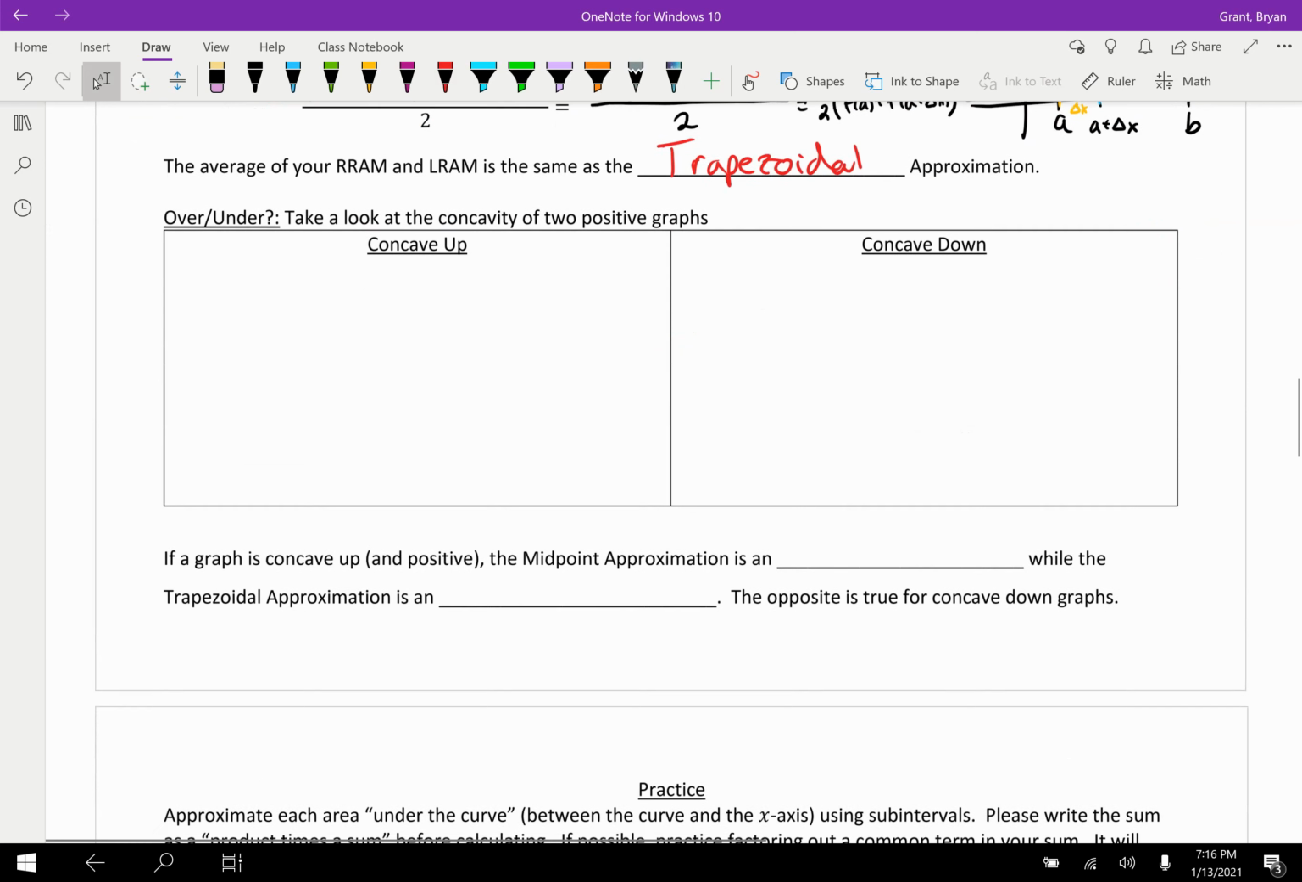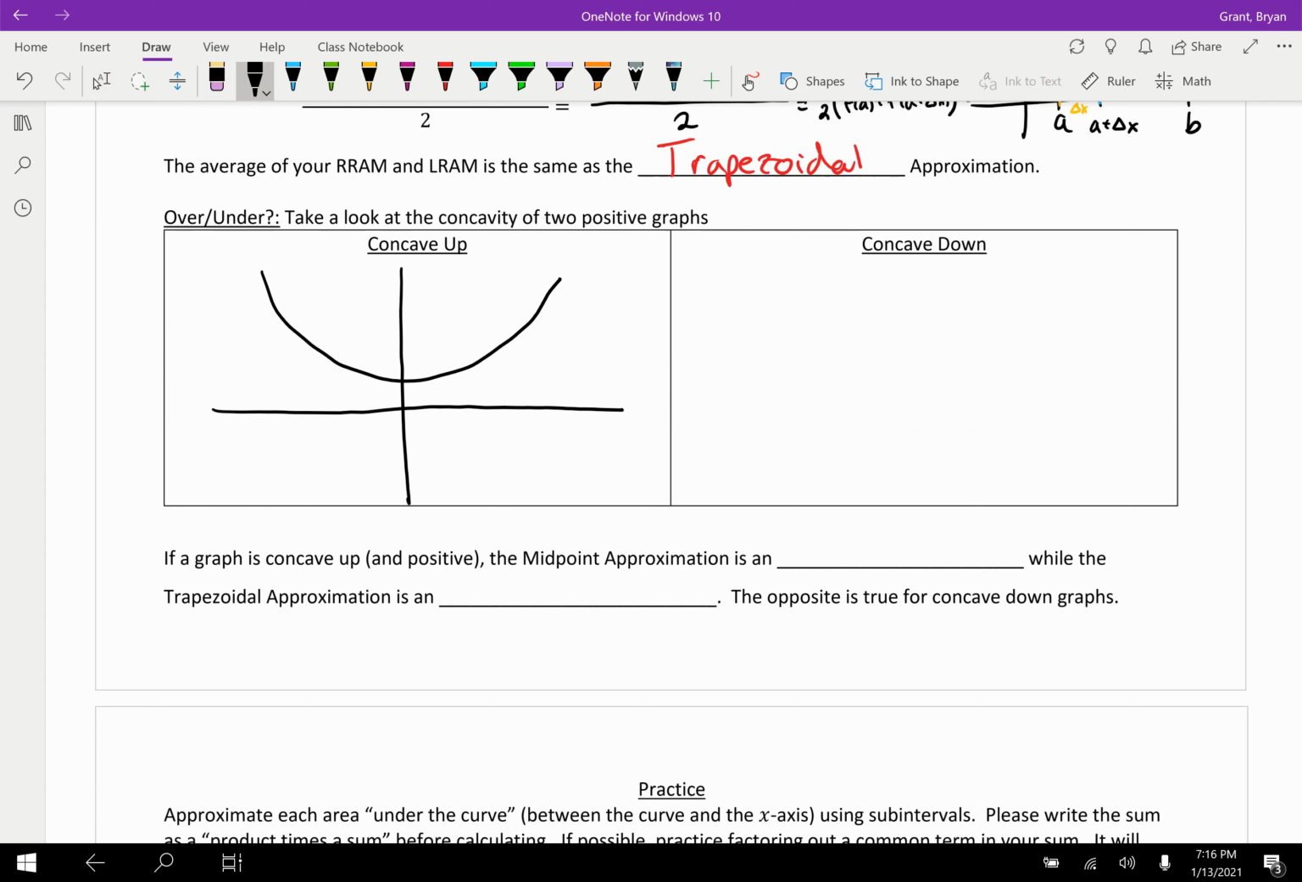Okay, finishing off today, we discussed last class how left and right rectangular approximation methods can over or under approximate various graphs. Today we're going to do the same for midpoint and trapezoidal, and all we're going to do is look at positive graphs, a little bit easier. You can recreate these experiments with negative graphs, but we're just going to look at a positive graph here, and we're going to do one that is concave up. Okay, and then we're going to do a second one that is concave down.